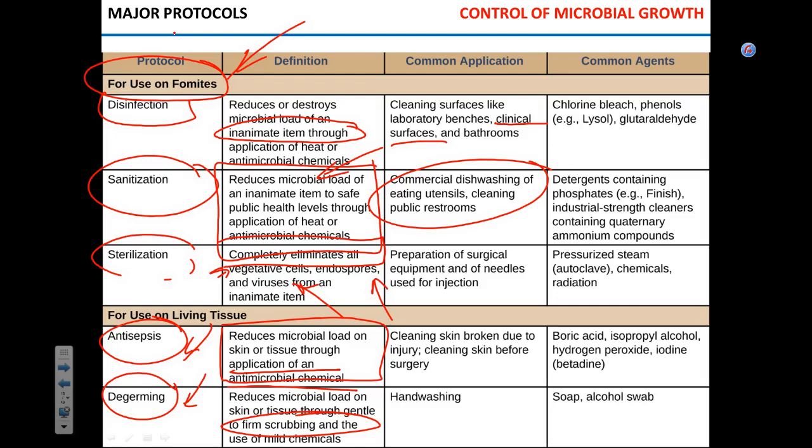So in our conversation about different methods, we're going to heavily focus our attention on whether this method can sterilize or disinfect, whether it can be used on the living tissue or not, and if it can be used, which level of quote-unquote cleanliness can be achieved.